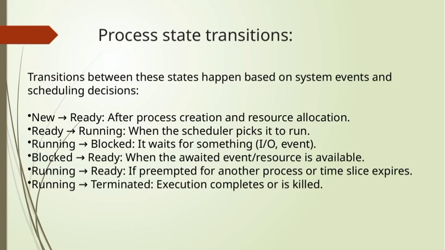While running, a process might need to wait for some external event, like input-output operations or other resources. In this case, it moves from running to blocked, essentially pausing until the required event or resource becomes available. Once the awaited event or resource is available, the process transitions back from blocked to ready, indicating it's now prepared to run again. Sometimes, the scheduler preempts a running process to give CPU time to another process, or if the process's time slice expires, the process moves from running back to ready. This ensures fair sharing of CPU resources among processes.